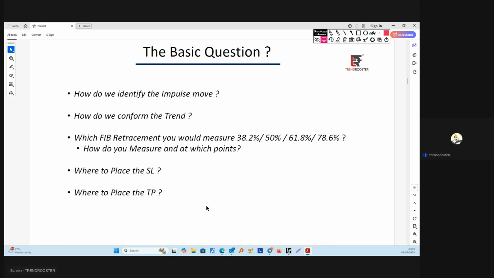So when we see the basic things, we are getting a lot of questions to address. How do you identify the impulsive move? Retracement is fine, but how do you identify that this is an impulsive move? That itself is difficult. How do we confirm the trend? Confirmation of trend is really a million dollar question. And which fib retracement would you typically measure? The question that I asked earlier: 38.2, 50 percent, 61.8 percent or 78.6 percent? How do you measure, and which point A to point B do you measure? That itself is difficult, right?